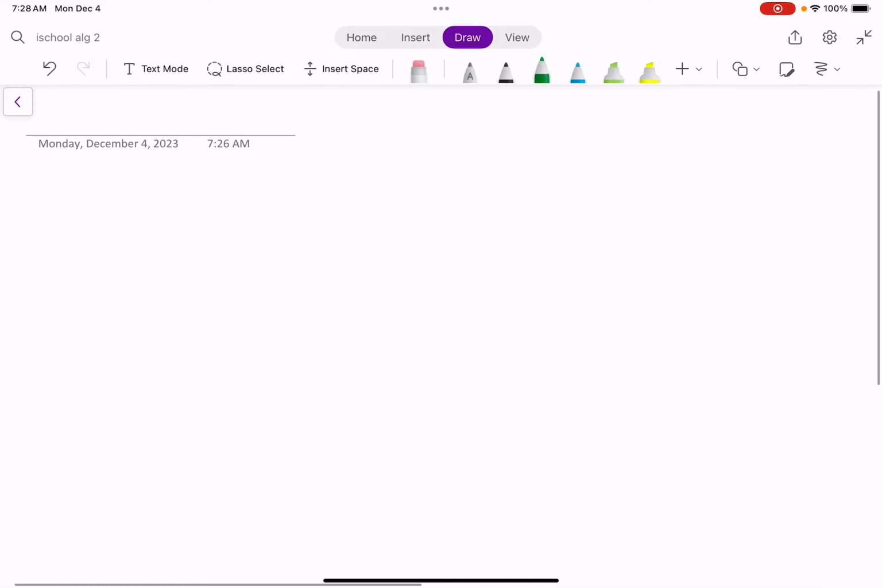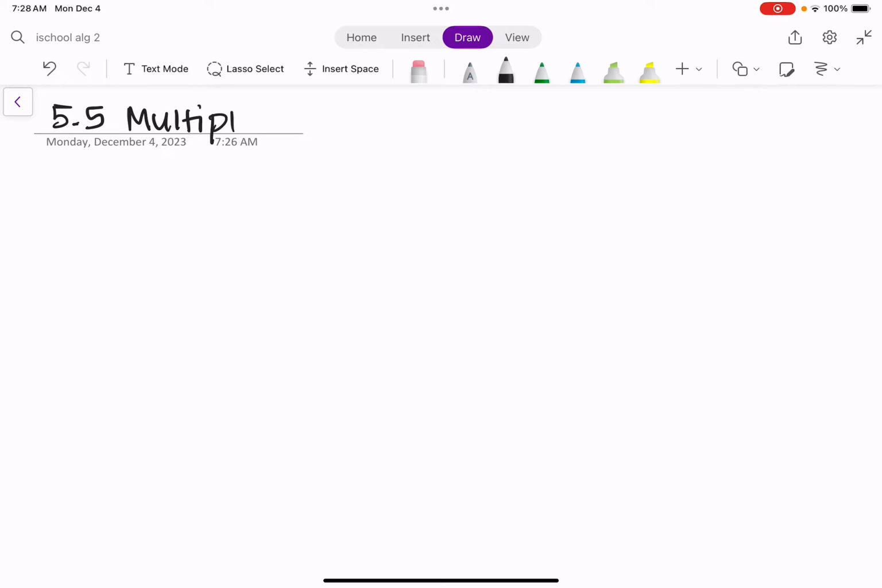Okay, today is 5.5, multiple exponent rules with fractions. This actually is not that difficult of a lesson. It's pretty much the same as yesterday, but we just wanted to break it up in bite-sized pieces to make sure that you were fully understanding what was going on.